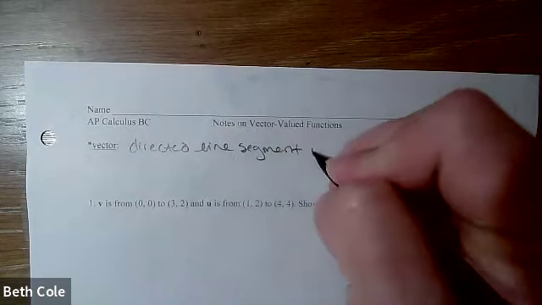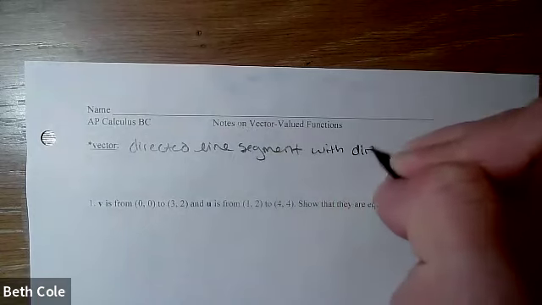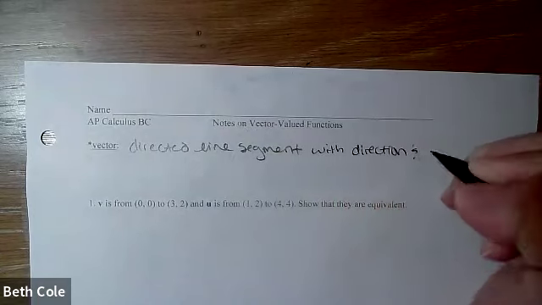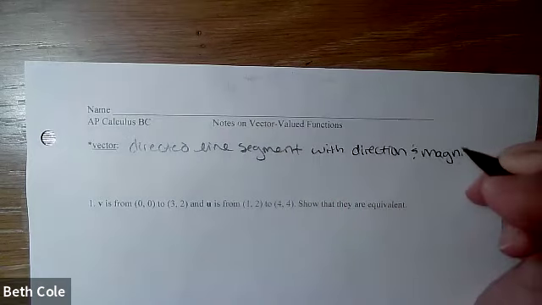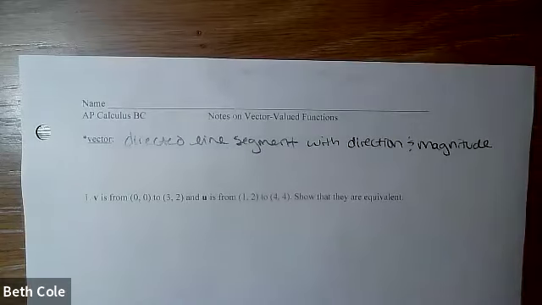A directed line segment with direction and magnitude, which is how far it has gone. So it has direction and it has a length or distance.